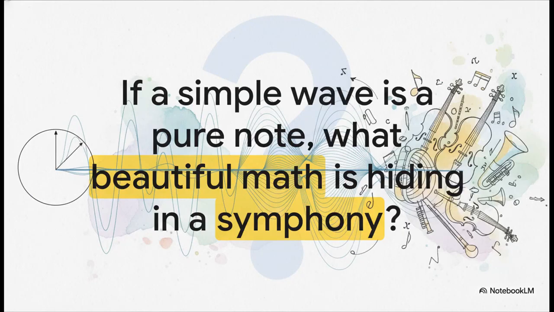Which brings us to a really amazing final thought. If one simple, perfect sine wave creates one pure note, what kind of incredible, beautiful math must be hiding inside a full symphony orchestra with all its instruments combined? It's wild to think that all that complex and beautiful music, it all starts with the simple, elegant act of just unrolling a circle.